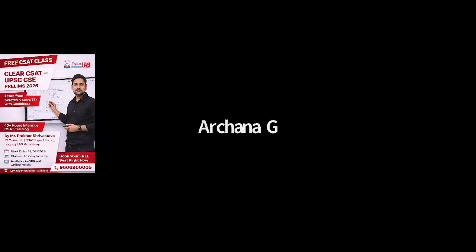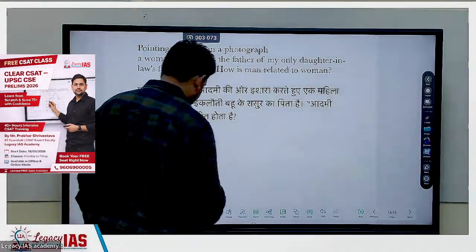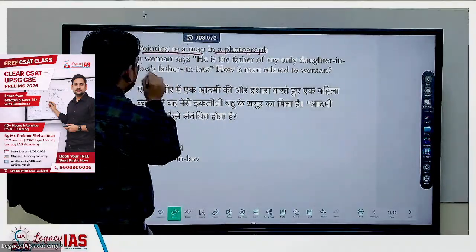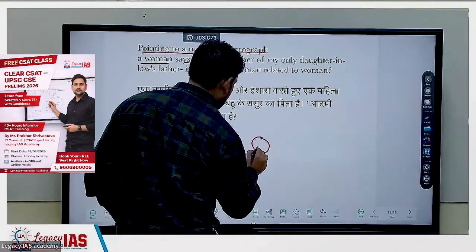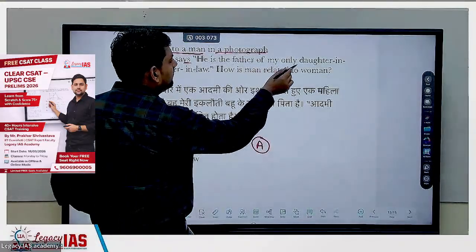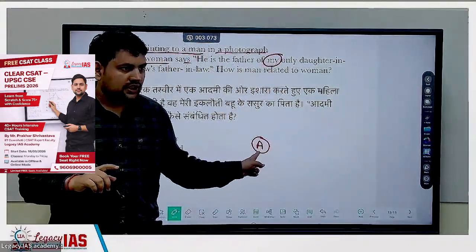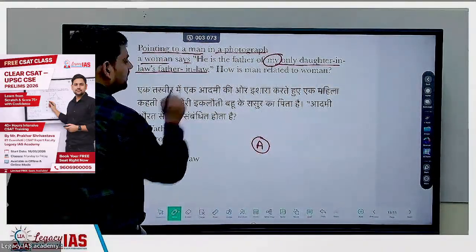Father-in-law, sir. Yeah, correct. Okay. Shall we do it? See, pointing to a man in a photograph, a woman says. First, what we'll do? We will make a woman. Then he is the father of my own. Now, what do we focus on? My, because we have to draw the relation with this woman first. My only daughter-in-law's father-in-law.